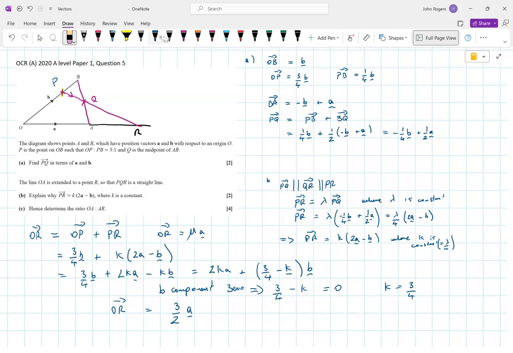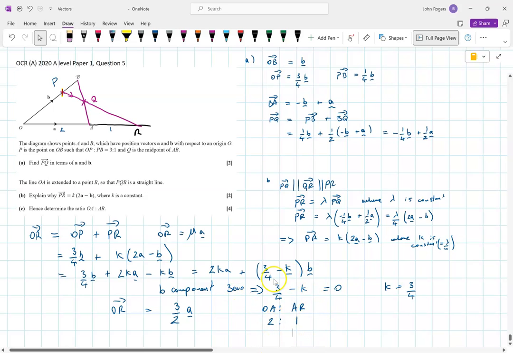Let's answer the question. It wants the ratio of OA to AR. Well, again, just don't get mixed up with our ratios. That's 2 there to 1. So the ratio must be 2 to 1. Okay, 2 to 1, like that. Okay, so because it's 3/2 times by AR.